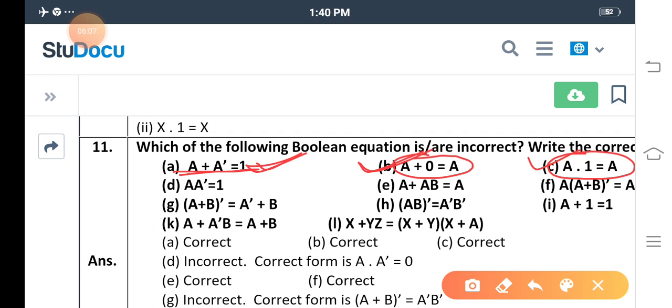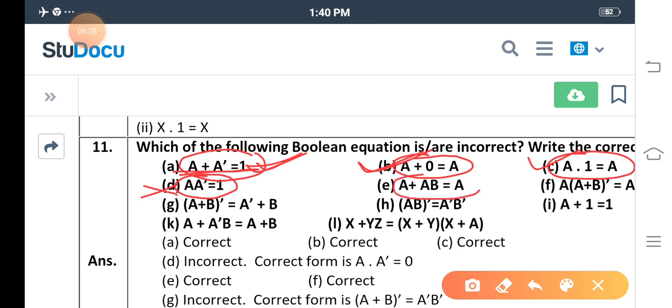So in this way you can find out. You need not write which law this is, but I am just telling you, here you need to find out only correct or incorrect Boolean equations, right? Now in the same way, D is incorrect because A dot A bar is equal to 0, not 1, so this D option is incorrect. So in this way you will solve it.